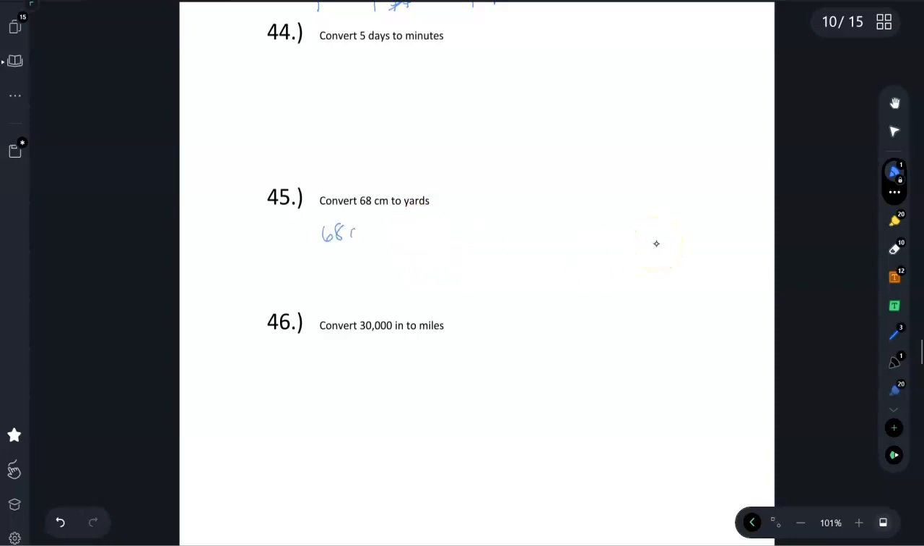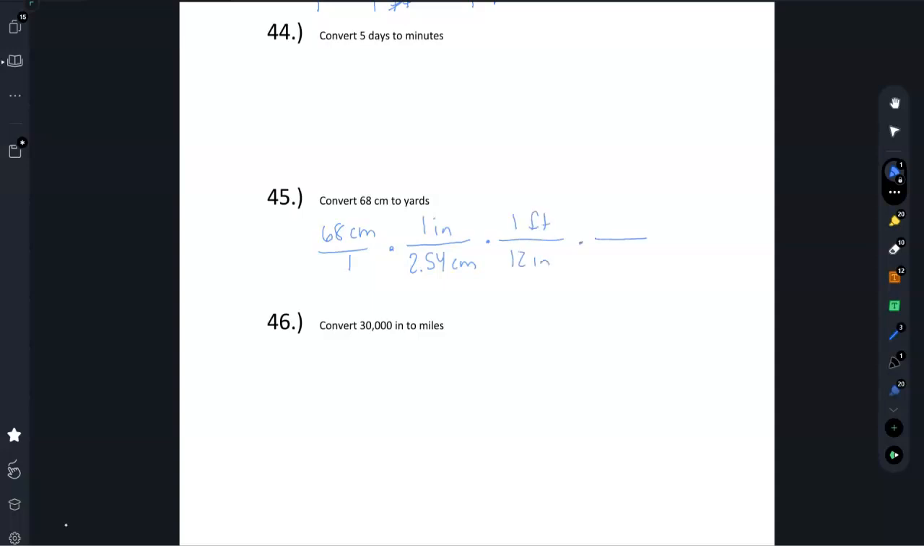I'm starting with 68 centimeters. I know that I have 2.54 centimeters. I'm going to use the same one I just did. 2.54 centimeters is 1 inch. I know that 12 inches is 1 foot, and I know that 3 feet is 1 yard. So I've canceled out centimeters, I've canceled out inches, I've canceled out feet, and I'm left with yards, which is what I wanted. So now I can multiply all the way across the top, and I would get 68.